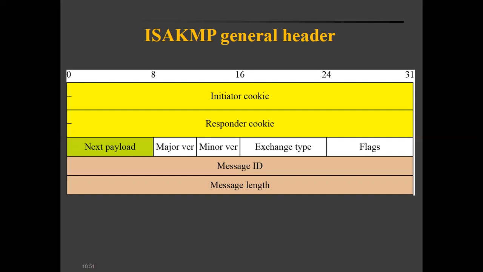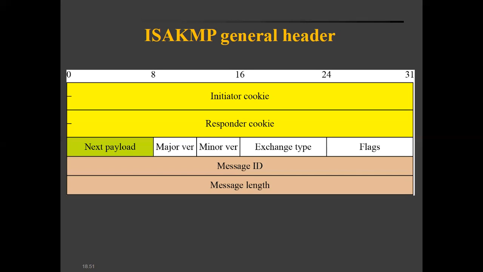Then the next field is the message ID field. This is a 32-bit field and it is a unique message identity that defines the protocol state. This field is used only during the second phase of the negotiation and is set to 0 during the first phase.